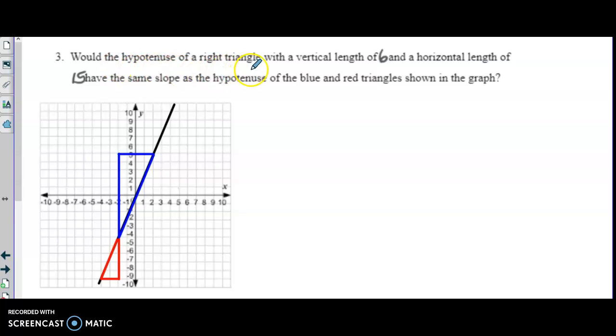Would the hypotenuse of the right triangle with a vertical length of 6 and a horizontal length of 15 have the same slope as the hypotenuse of the blue and red triangles shown in the graph? Okay, well remember we said the rise over run for red was 5 over 2. And then we said the rise over run or the slope for the blue was 10 over 4, which is 5 over 2. They both have the same slope because it's the same steepness. And now we want to know if 6 and 15 would make the same slope.